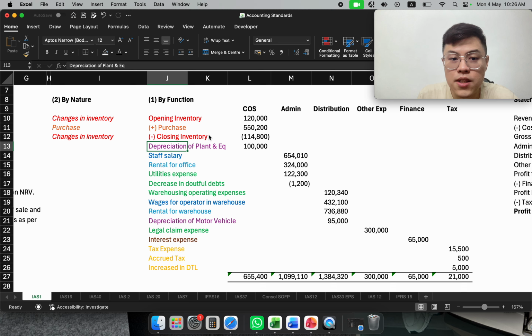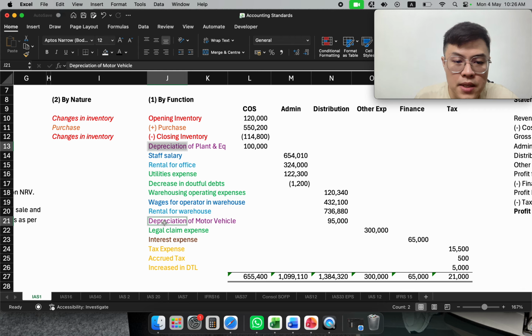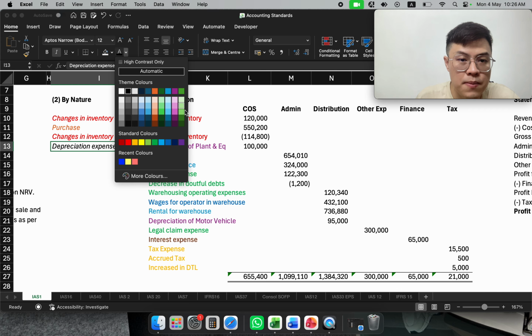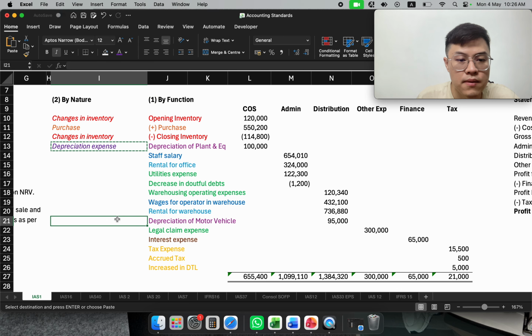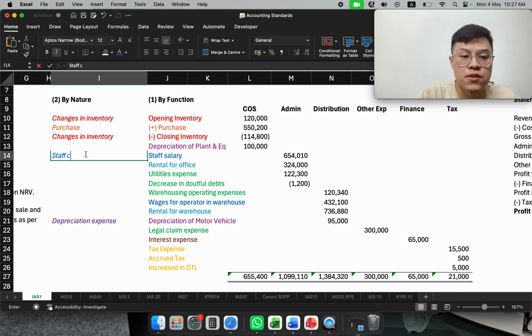And purchase, the purchase of the raw material inventory. And we have depreciation of plant and equipment. This depreciation is considered one category. They are actually depreciation expenses, under purple color. Staff salary, another salary that we have is wages. Remuneration, salary, wages, staff benefit, all this is considered staff costs.